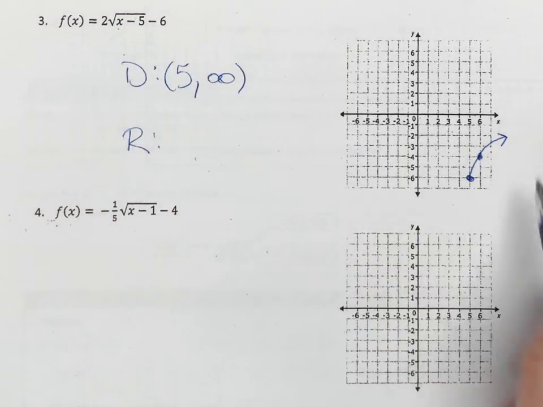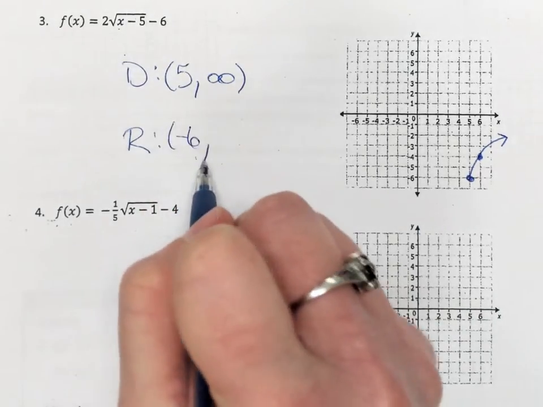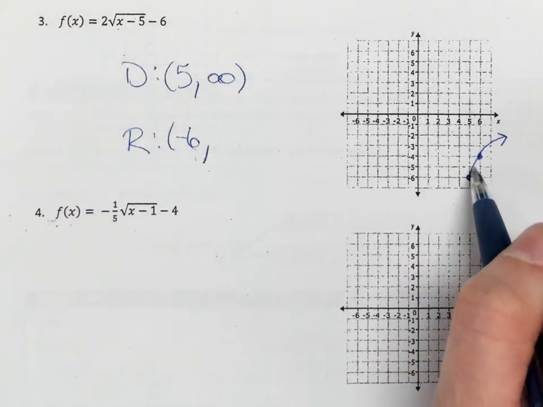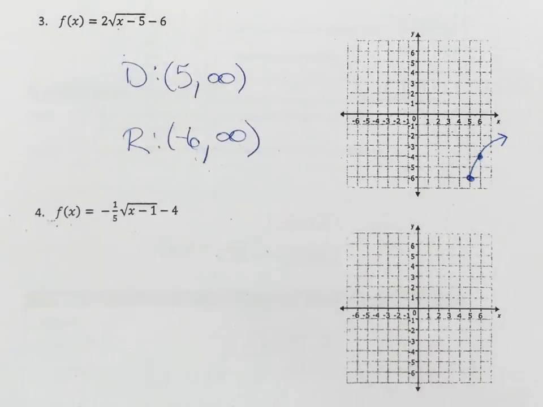All right, range is bottom to top. This is the bottom dot right here. What's that y value? Negative 6. It did not hit negative 6. And then a little bit faster than the other ones, where is it going to? Positive infinity. There you go. All right, we got one more to do.